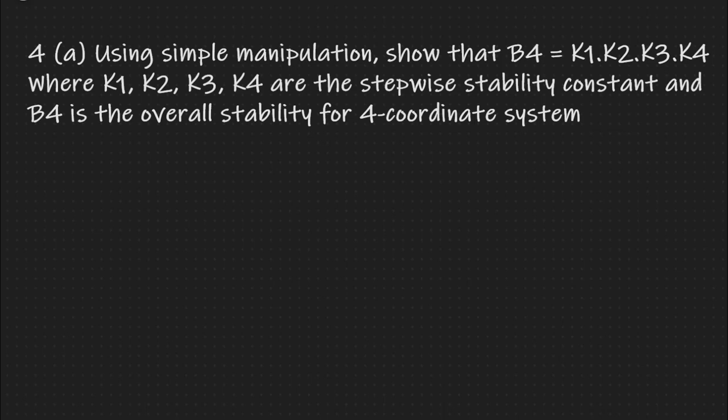All right, question 4a states that using simple manipulation, show that beta 4 is equal to K1, K2, K3, and K4, where K1, K2, K3, and K4 are the stepwise stability constants, and beta 4 is the overall stability constant for a four coordinate system. So in order to solve this question, think of a complex that has four ligands, and these four ligands are added one ligand at a step. They are added one ligand at a step. So that's what we are going to use now.